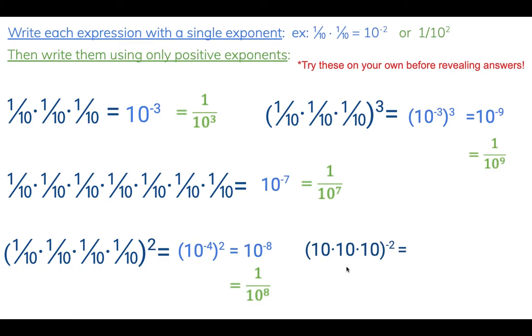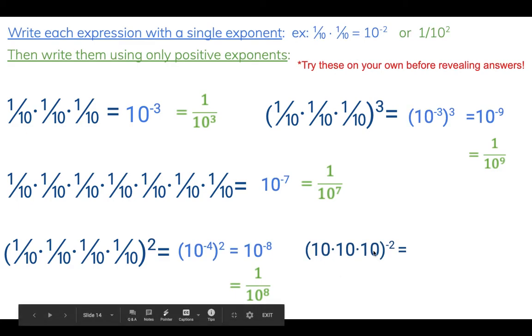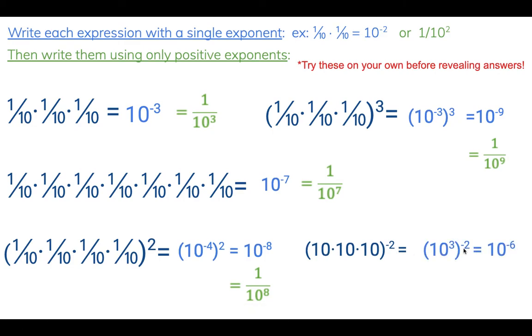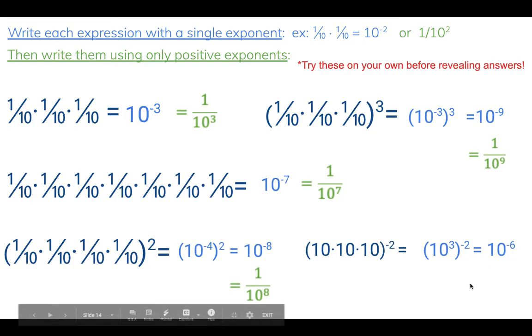Our last example on this slide: 10 times 10 times 10 would be 10 to the 3rd. Then we have to raise that to the power of negative 2. So we have 10 to the 3rd, all raised to the power of negative 2. Multiply those: 3 times negative 2 is negative 6. We can't keep our answer as a negative exponent, so we're going to make it a fraction, so 1 over 10 to the 6th.